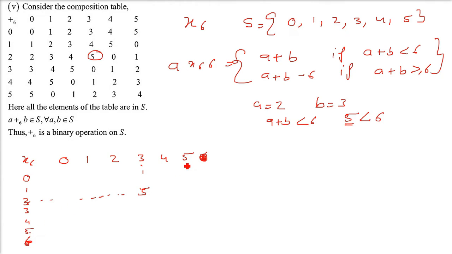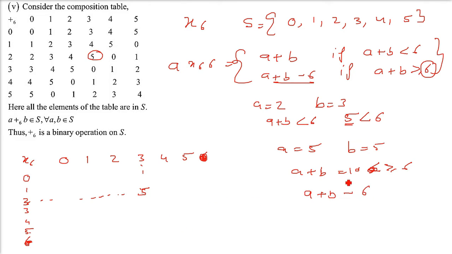So what we take is the highest value so that we go beyond 6. A I am taking as 5, B as 5, because I know A plus B is going to be 10, which is greater than or equal to 6. So the second condition will be fulfilled. So when A plus B is greater than or equal to 6, A plus B minus 6 will be the value. So this is where I'm going to put the value: A plus B minus 6, which is 5 plus 5, that is 10, minus 6, which is eventually 4.